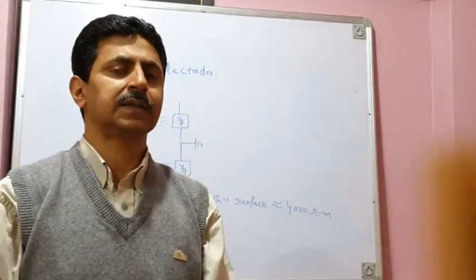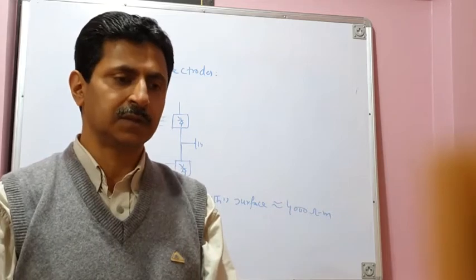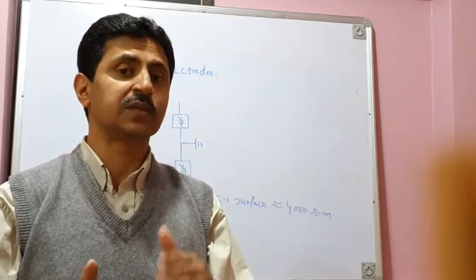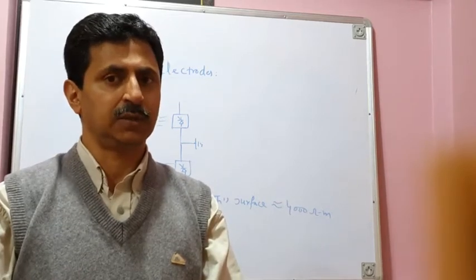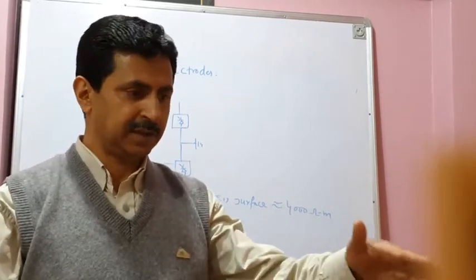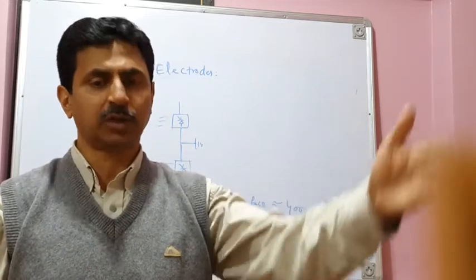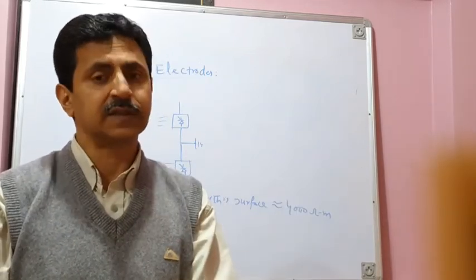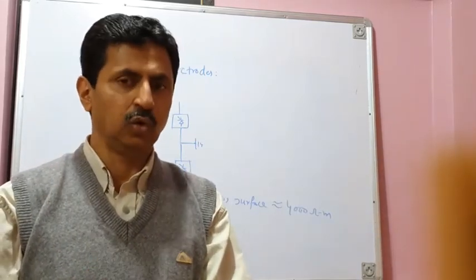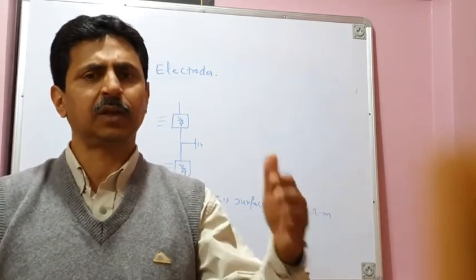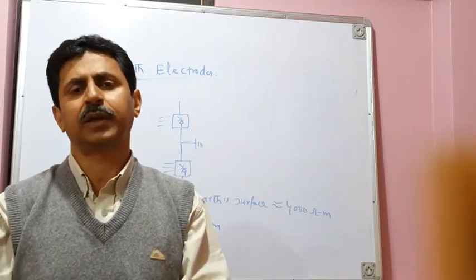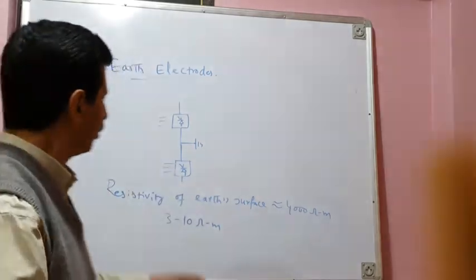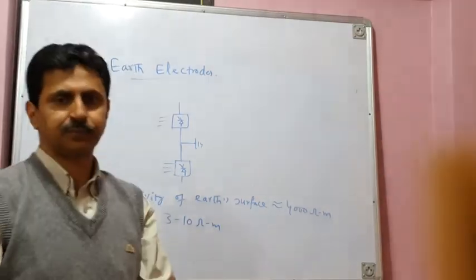In fact, this earth resistivity varies from place to place, and it also depends upon the geographical location. For example, if there is a water body nearby, then earth resistivity will be low, and at other places, hot places, dry places, earth resistivity may be comparatively higher. So this is the earth resistivity.